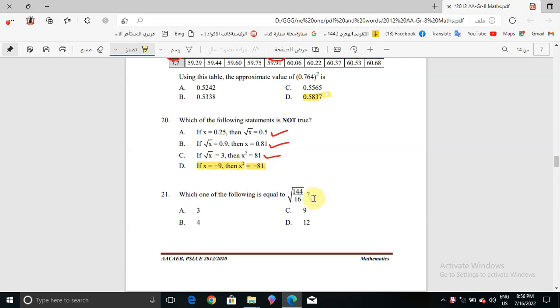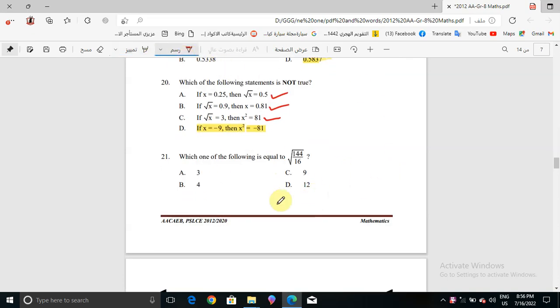Now question number 21, radical 144 over 16. Which one of the following is equal to this number? Okay, what we have here, radical 144 over 16, right? Here 144, its square root is 12, and for 16 is 4. Then divide the numbers together, here by 1 and here by 3. So that means the last answer will be choice A, which has 3.